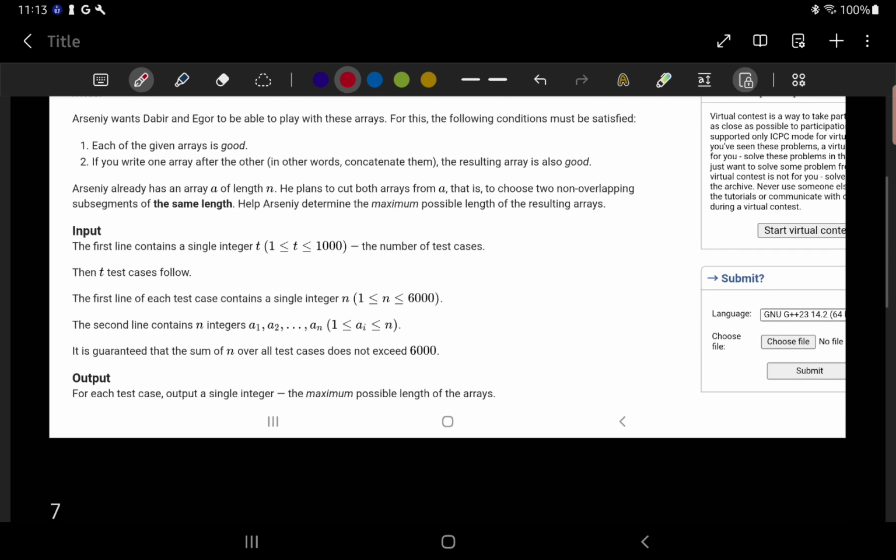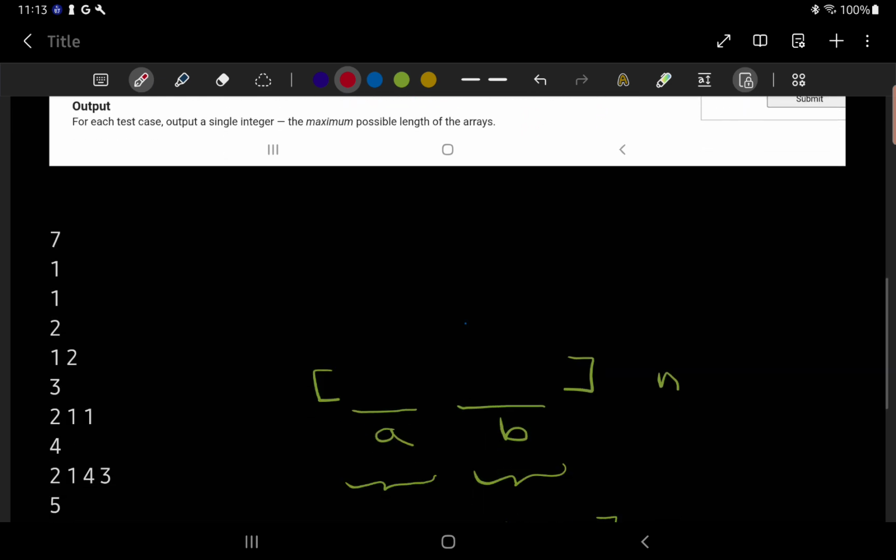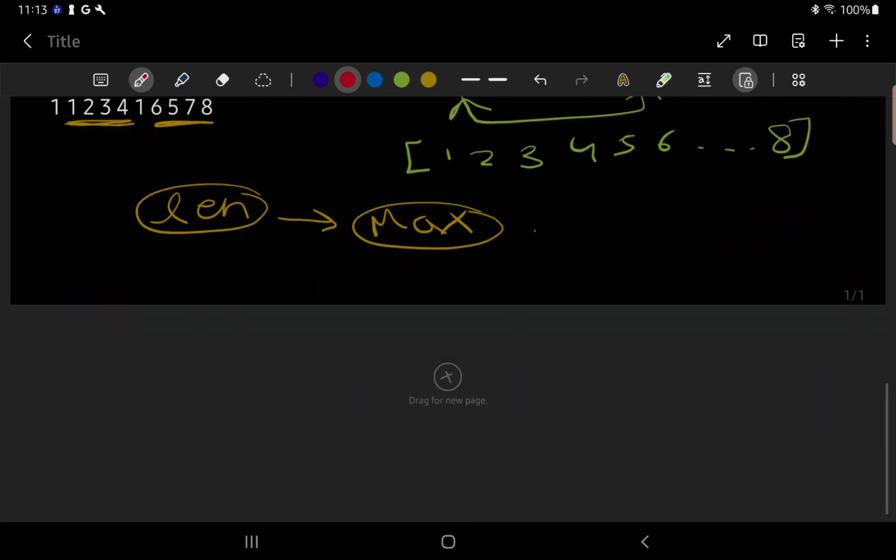The constraints are pretty interesting over here. That is 6,000, and we should also notice this part. Whenever you find something like this in the question, it's something related to frequency, or you need to store the elements, or some way or the other. You can think around in that range. So let's go to our solution part. So it's just a second.